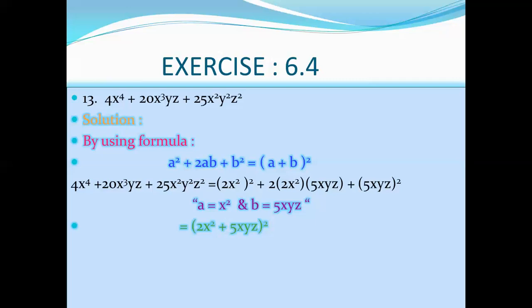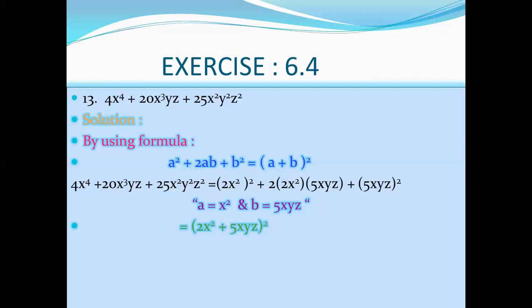25 is the square of 5, x square is the square of x, y square is the square of y, and z square is the square of z. So it is (5xyz) whole square in our question.